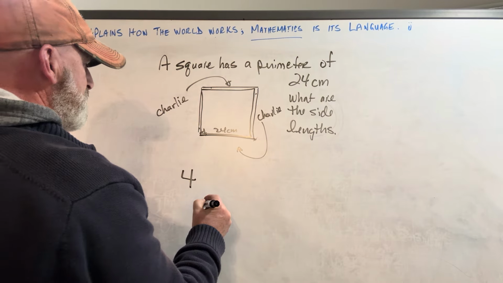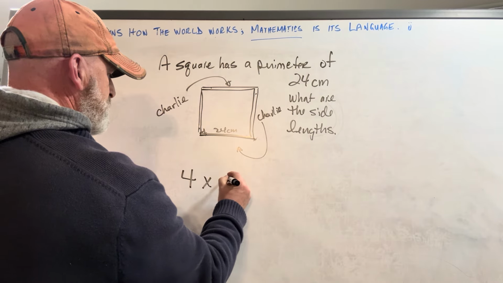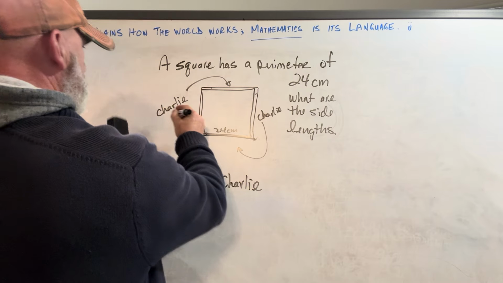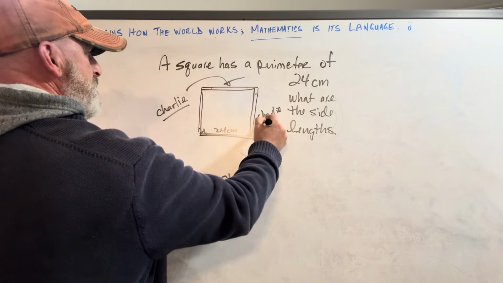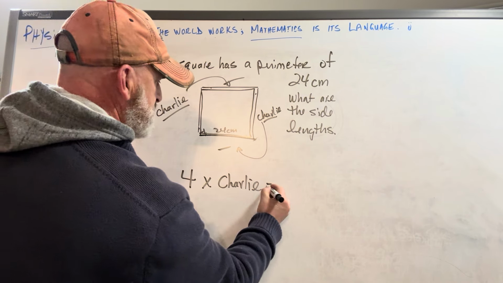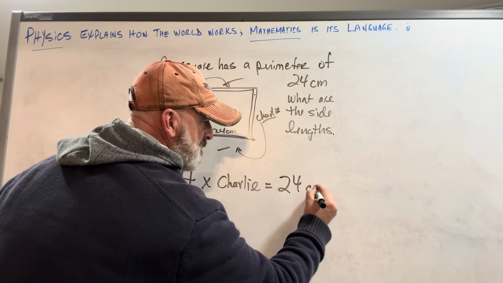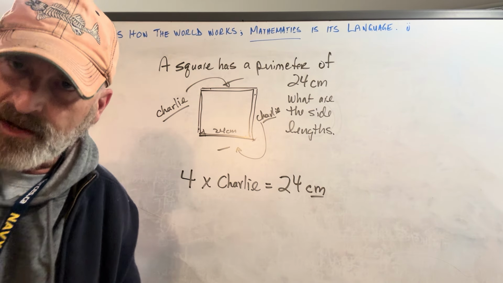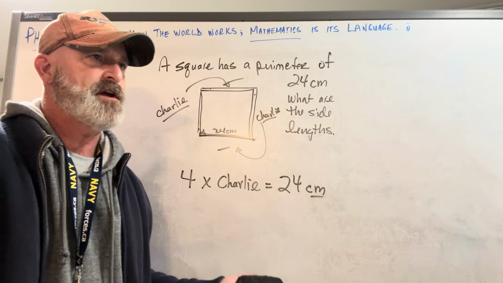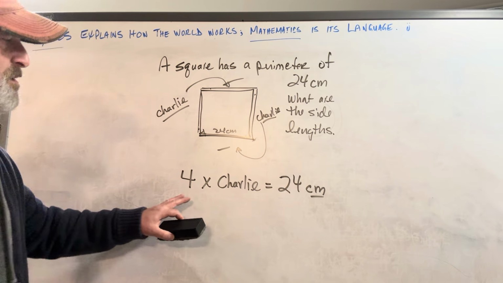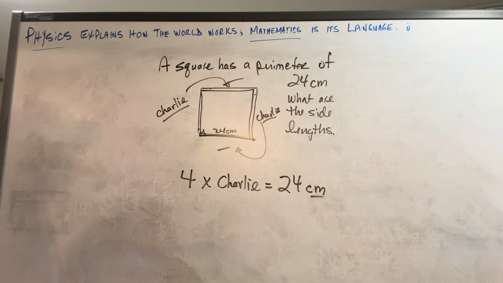And what are they called? They're 4 times Charlies. Yeah, we have 4 sides and they're all called Charlie. 4 times Charlie is equal to how many centimeters? 24. And I leave centimeters here because we want an answer that's in centimeters. We don't want it in feet or inches, so we keep the units. So 4 times Charlie is 24 centimeters.